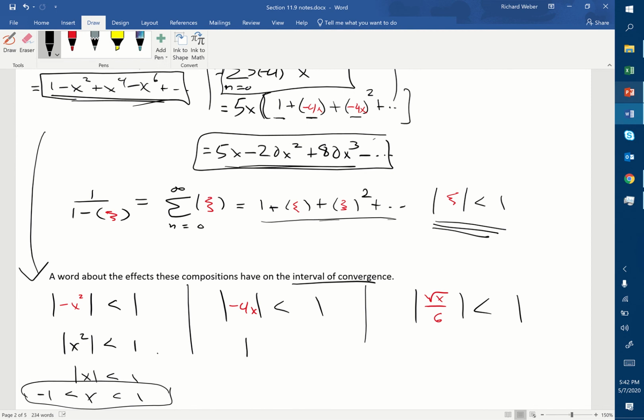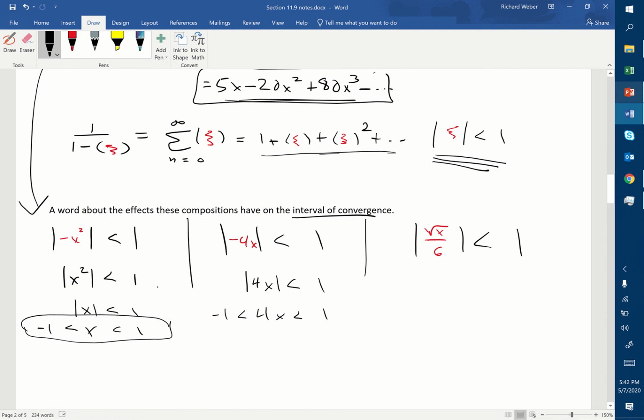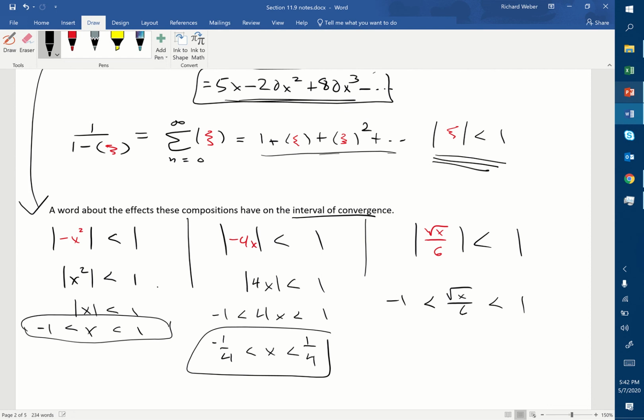This one, again, melt away the negative, bookend it, and then divide by 4, and look at this guy. 1/4. This guy's interval of convergence shrunk, didn't it? Okay. Finally, this guy. All right, this is saying the square root of x over 6 is bookended. Now, the square root of x can't be negative. I noticed that now, so that's really going to trim our sails a little bit.